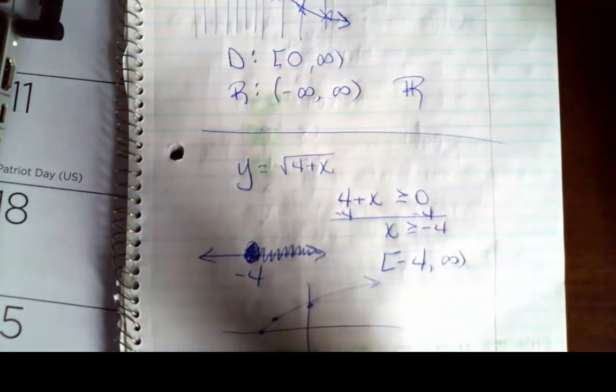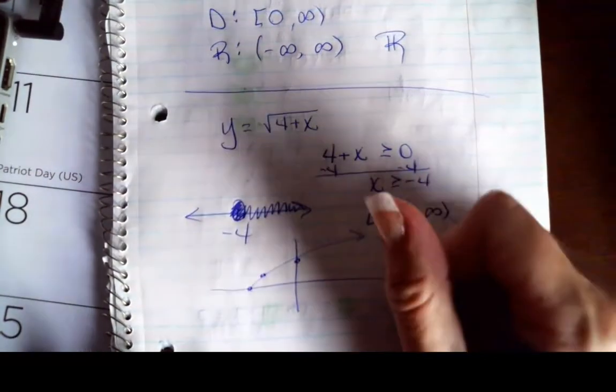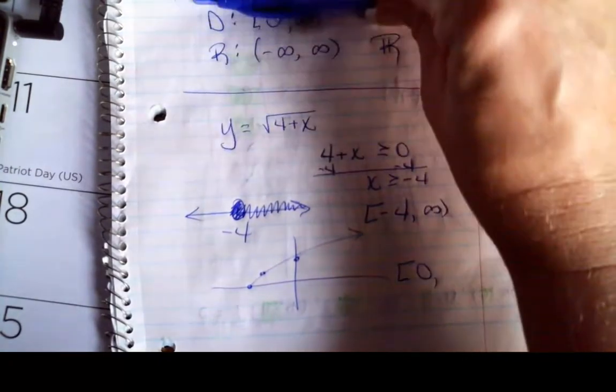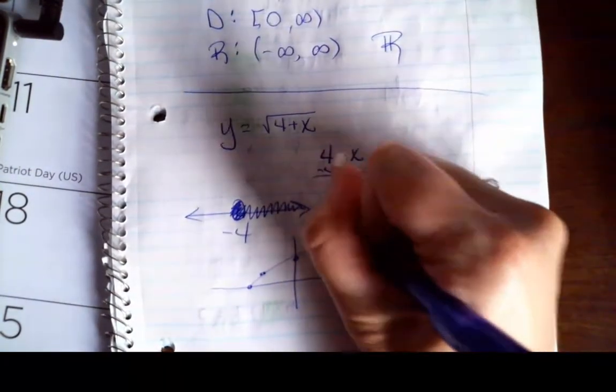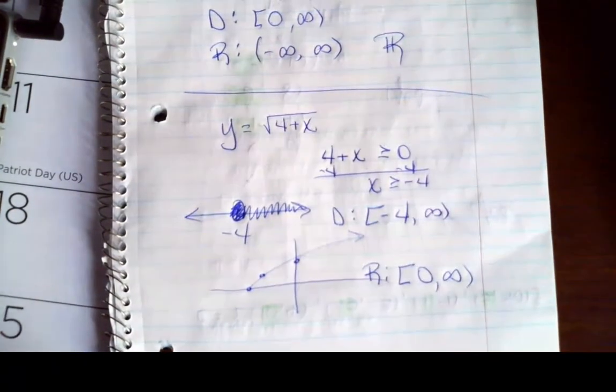So what is your range? What's the very, very lowest y value you can plot? Your very lowest y value is at 0, and then how far up is this thing going to go? It's going to go up to positive infinity. So there's your domain, and then there's your range, okay?